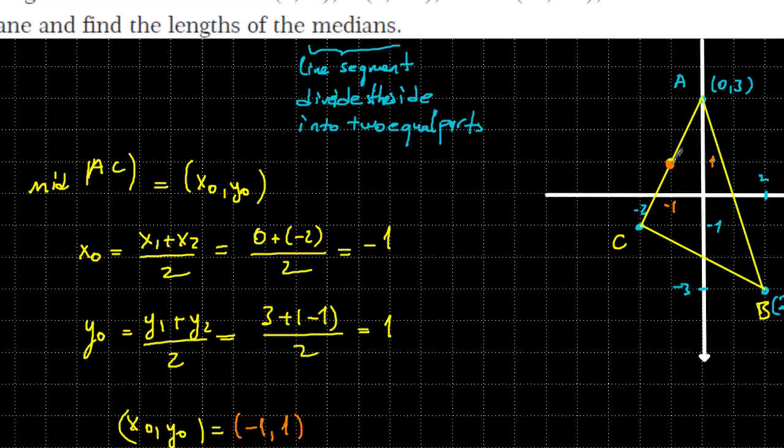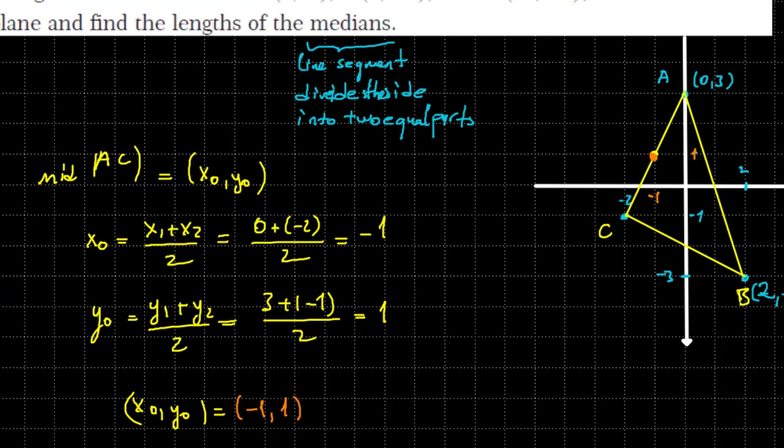Now I'm connecting the midpoint with the opposite vertex, and I'm going to get the median here. This is the first step. This is the median. Now I got the median, but the question is not asking only for the median.